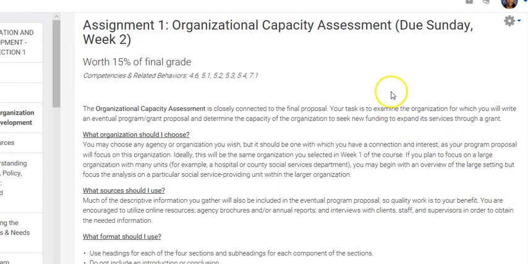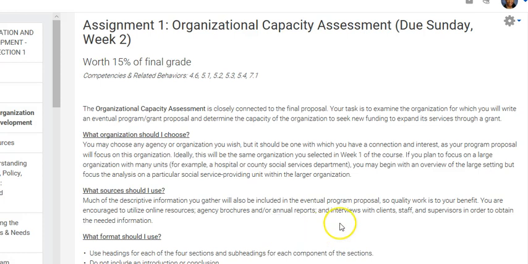This is closely connected to your final proposal. If you have not looked ahead, you are going to be required to write a grant proposal for this class. So, what organization should I choose? It's great if you can continue to build on the same organization that you started with in week 1.